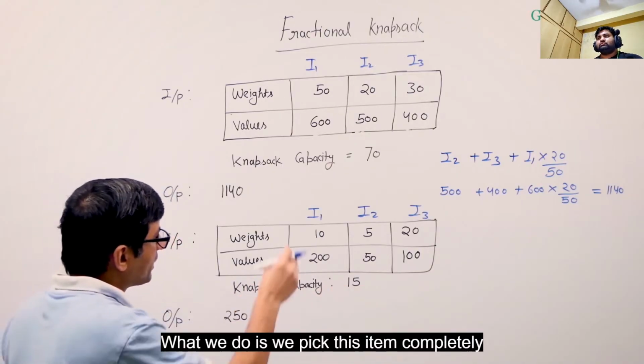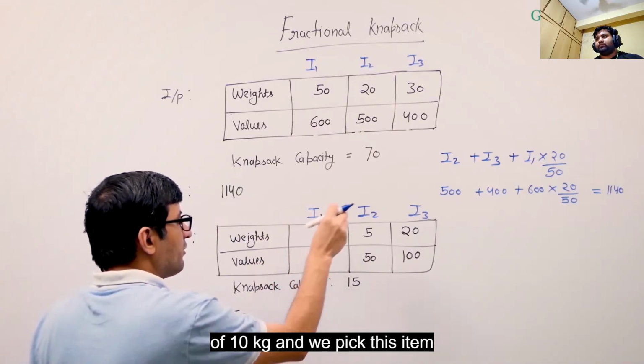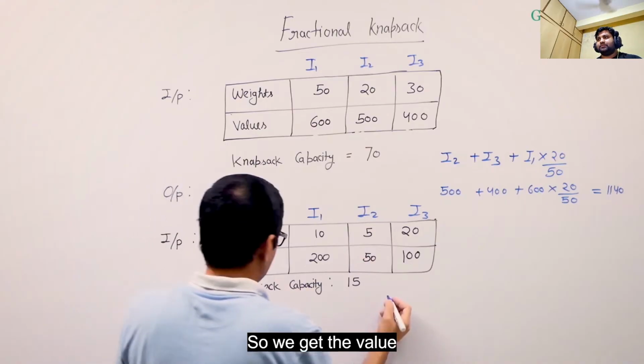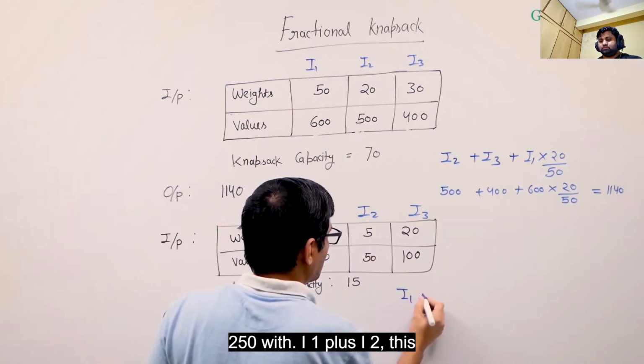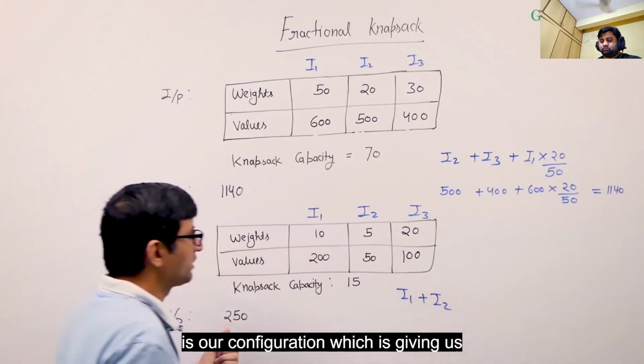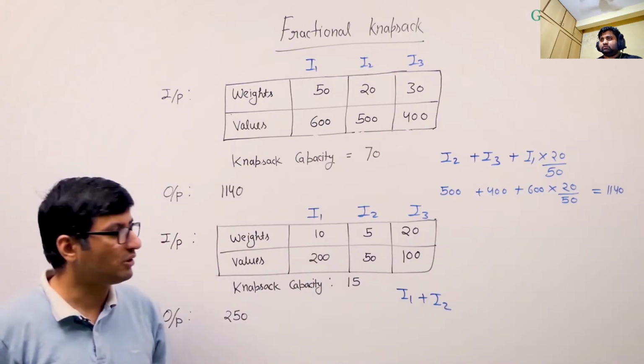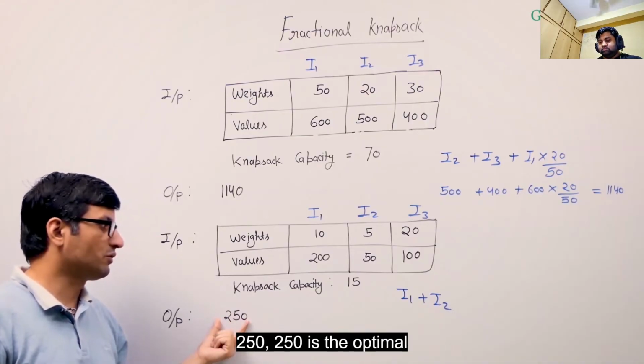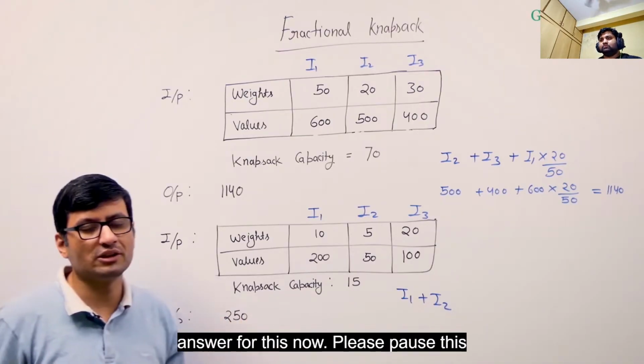What we do is we pick this item completely, of 10 kg, and we pick this item completely, of 5 kg. So we get the value 250 with I1 plus I2. This is our configuration which is giving us maximum value. You can try other combinations. You will not get a value more than 250. 250 is the optimal answer for this.